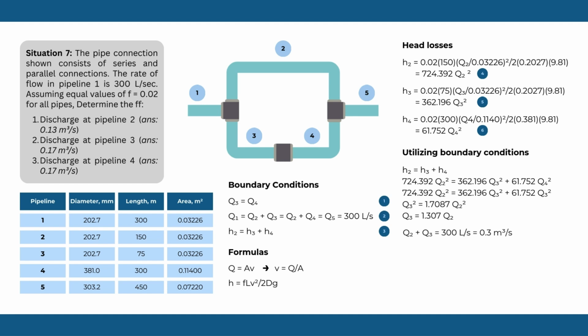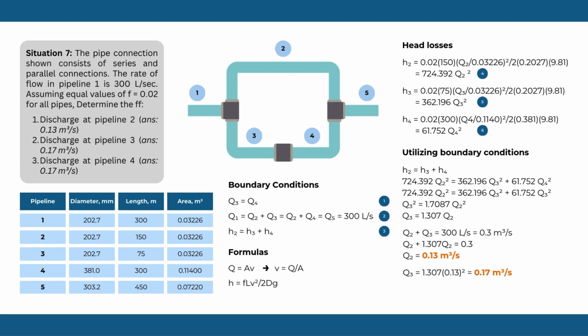Using Q3 equal to 1.307 Q2 para sa equation na to, we can write this as Q2 plus 1.307 Q2 equal to 0.3. And further simplifying, finally, we will get the value of our pipeline 2 discharge, which is equal to 0.13 cubic meters per second. At this point, mabilis na natin makukuha yung ibang discharge. Kasi kung ipa-plug lang natin yung value nito sa Q3 equal to 1.307 Q2, we will get a value of 0.17 cubic meters per second for the discharge of pipeline 3.